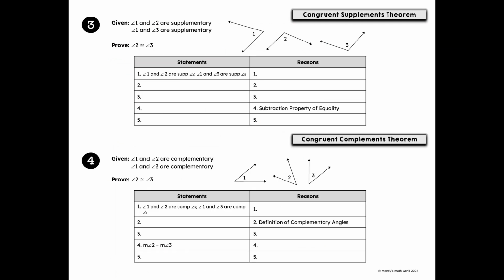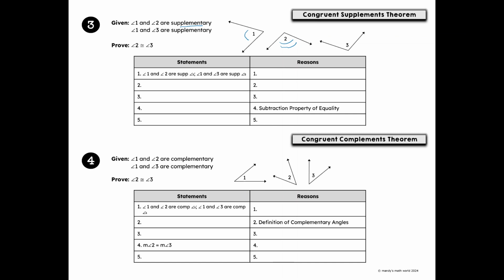Let's prove some more theorems. The next theorem is the congruent supplements theorem. In the congruent supplements theorem, angle 1 and angle 2 are supplementary. We know that when we add them together, we get 180 degrees, but we can't just jump to that. We just know that about supplementary angles.